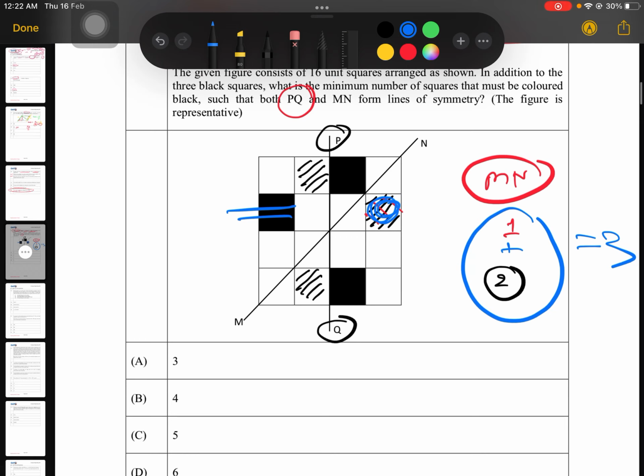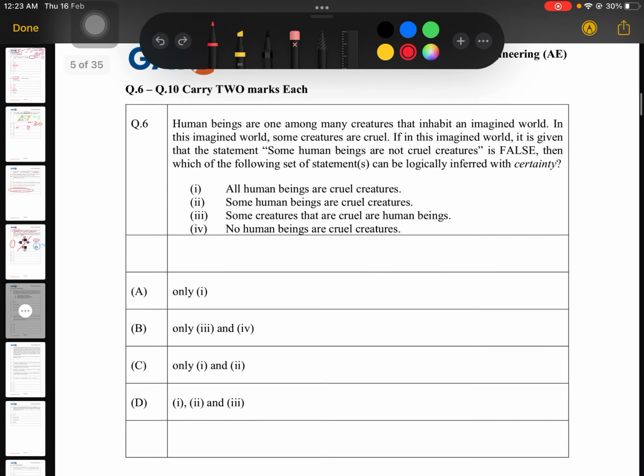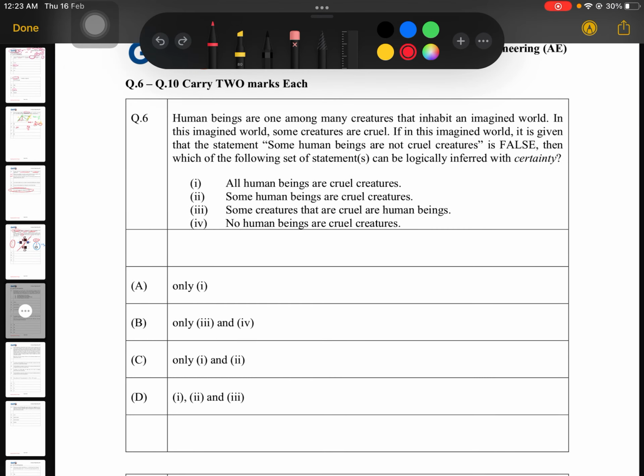Now you may make a mistake if you think like this: for PQ you need one for this, so you need this one, and 1 for this, so 1 more, and 1 for this, so you got 3 now. And if again you think that for MN also you need 1, then it will be 4, and that is wrong. So 3 is the right answer. I hope it's clear.